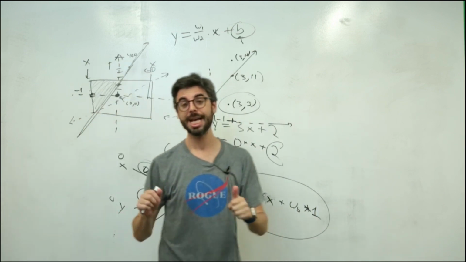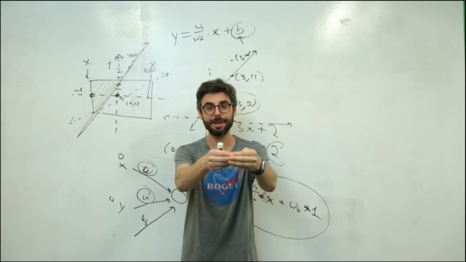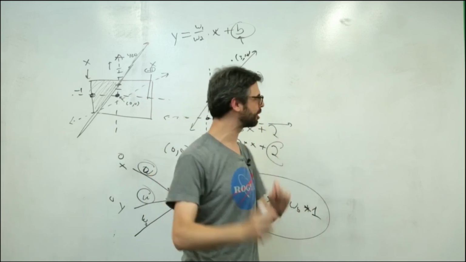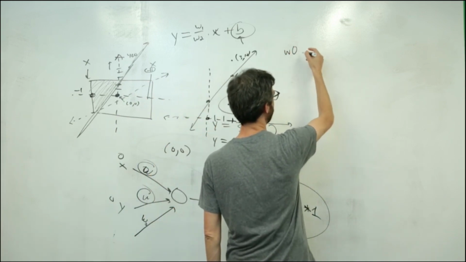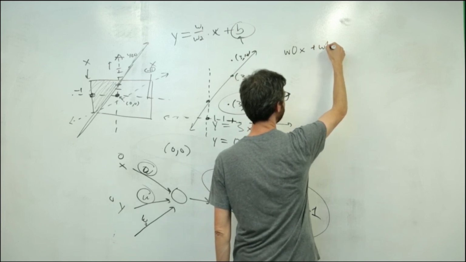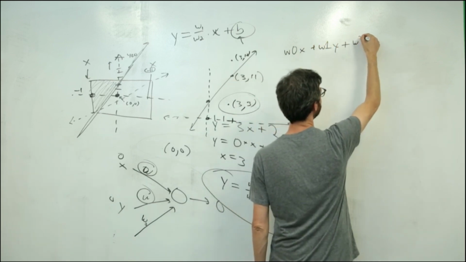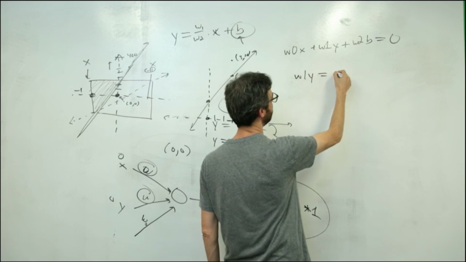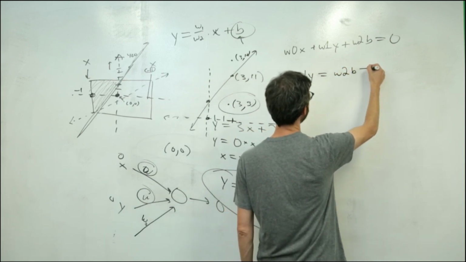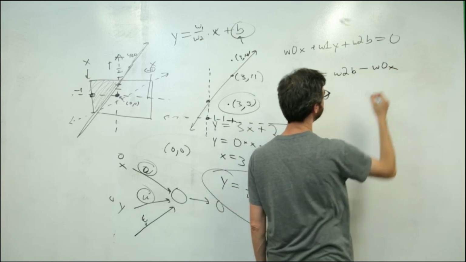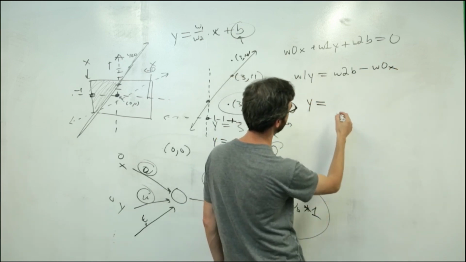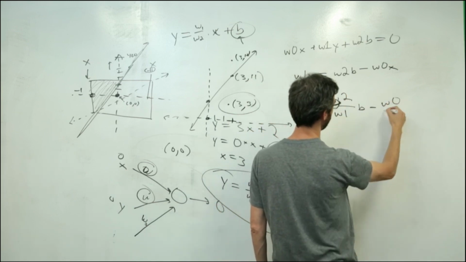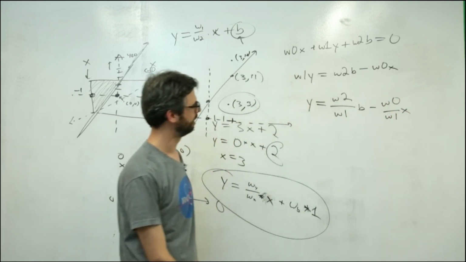Remember the perceptron, right? The x is multiplied by a weight, the y is multiplied by a weight, the bias is multiplied by a weight. All those are summed. So the formula for the line that it's learning is actually weight index 0 times x plus weight index 1 times y plus weight index 2 times b. All of this should equal 0. So that means weight index 1 times y should be weight index 2 times b minus weight index 0 times x. And then y should equal weight 2 divided by weight 1 times b minus weight 0 divided by weight 1 times x. I think that's right.